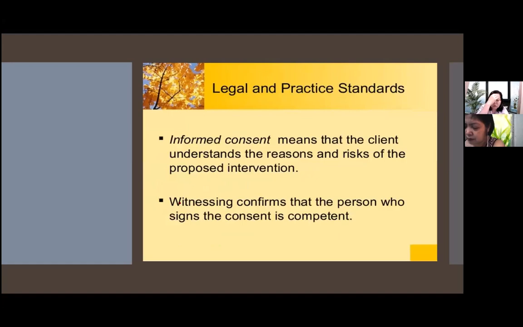So, we have this what we call legal and practice standards. So under the legal, remember, your patient has the option to refuse. Tama? So let's say for example, kung gusto mo siyang lagyan ng tubo sa ilong pero ayaw niya. So wag mong ipilit kasi kapag pinilit mo, pwede kang idemanda. Okay? So make sure for those invasive procedure, you have informed consent.